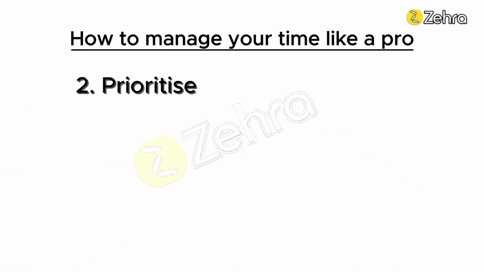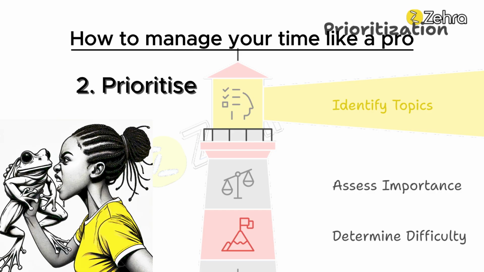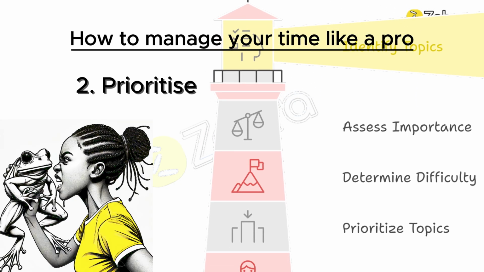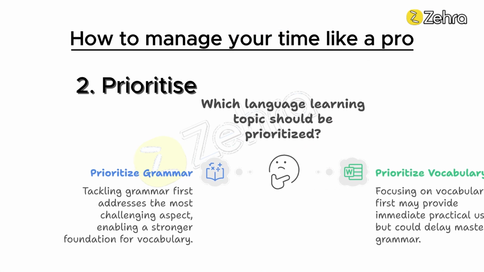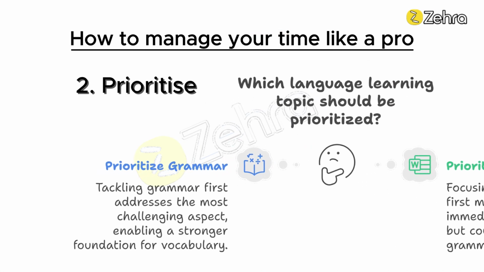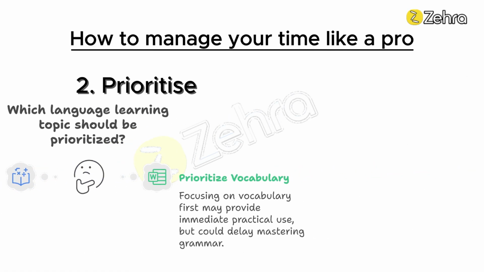Next, prioritize. Start with the most challenging or important learning topics. This eat the frog approach makes tackling the rest easier and ensures you can focus on what matters the most. For example, if you are learning a new language and find grammar difficult, tackle that first before moving into vocabulary.